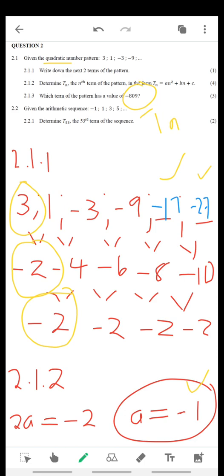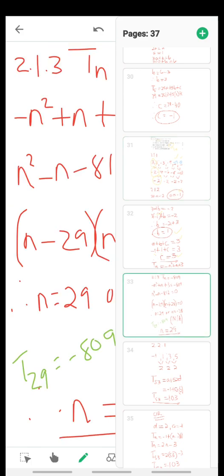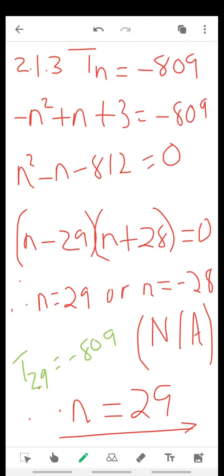So using what we have obtained just now, which is the general nth term or the formula, we're going to say Tn equals minus 809. Then we substitute what Tn was, which was negative n squared plus n plus 3, all equal to minus 809. Standard form, very important. What I've done, I transposed all the stuff on the left to the right, making the signs alternate.